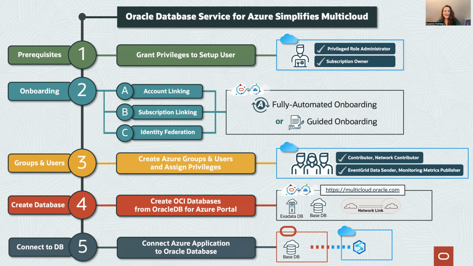And then on the other side, we have the guided account linking. And this requires that you grant the minimum number of permissions. So I will go through those in a second. Basically, when we do that setup, the Azure user account needs a certain amount of privileges, and the ownership of the Azure subscriptions, in order to link to OCI.